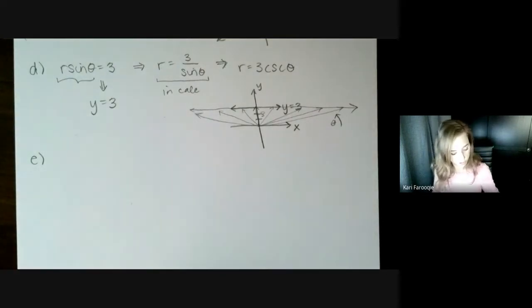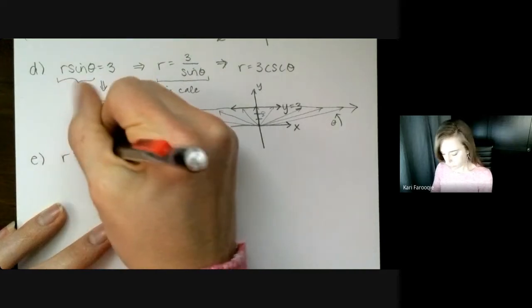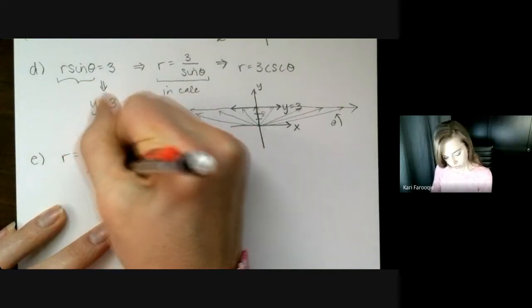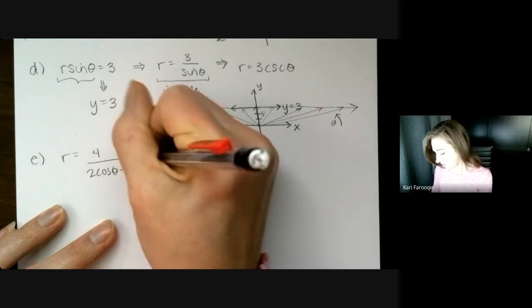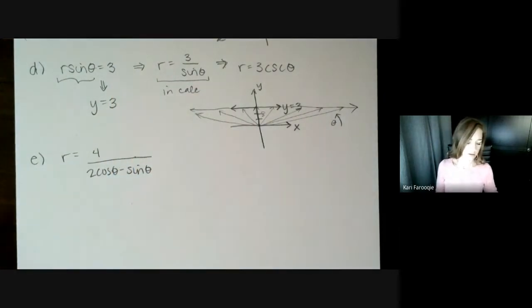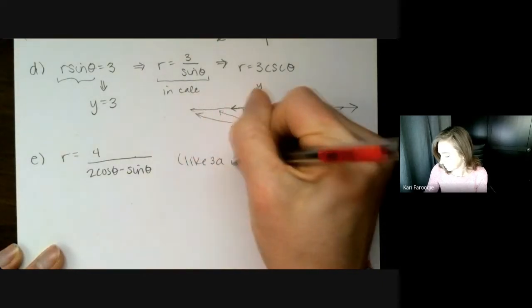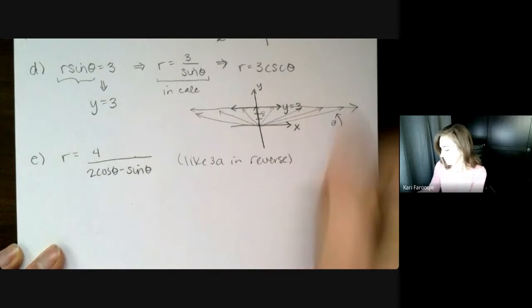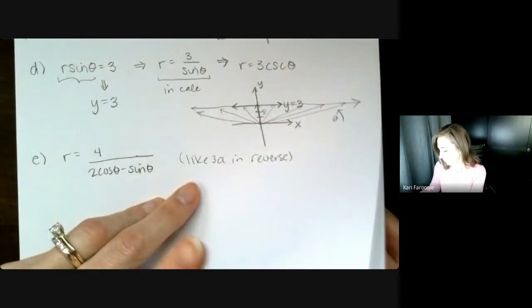What else did I want to show you here? R equals 4 divided by 2 cosine theta minus sine theta. This is very similar to another one that we did first. This is going to be sort of like example 3a, but in reverse. Go back, look at that. Ringing a bell for me.